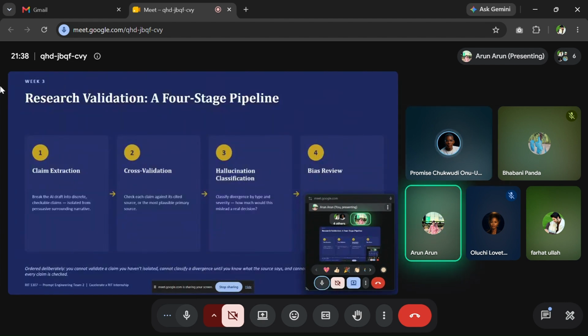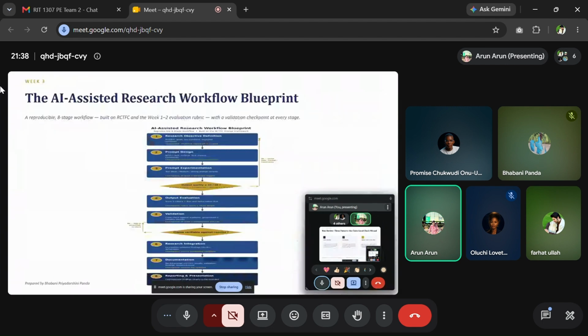In this slide, research validation, a four stage pipeline. We discovered what actually improves AI output quality. First, adding a clear role and task made the response more focused and organized. But the biggest improvement came from adding format and constraints because they made the output more trustworthy by reducing hallucination and bias. We also found that mentioning a specific source or framework gives better results than asking for verifiable information.